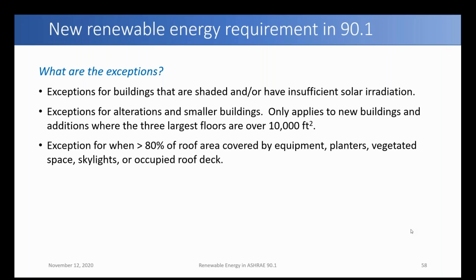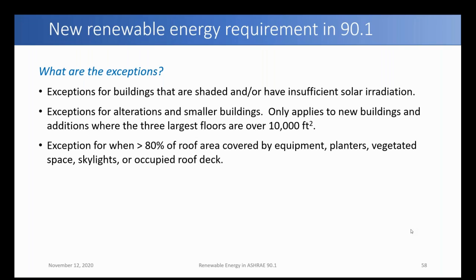Second is alterations in smaller buildings. So this only applies to new buildings and additions where the 3 largest floors are over 10,000 square feet. Looking at the cost effectiveness, it was actually cost justified down to about 5,000 or 6,000 square feet, but we chose 10,000 as a nice round number. And we want to be a little careful and sensitive about some of these smaller buildings, smaller businesses. And then for alterations, there's language in there to make sure it's clear that those are excepted, that if you are doing a lighting upgrade, that would not accidentally trigger this requirement. So this is really intended for new buildings and new additions where the 3 largest floors are over 10,000 square feet.